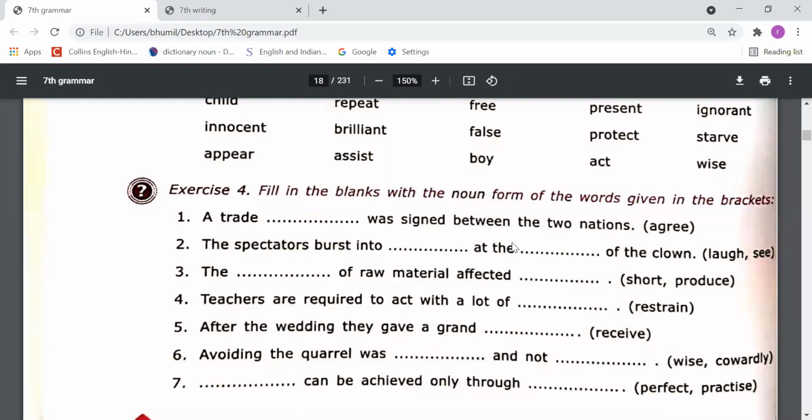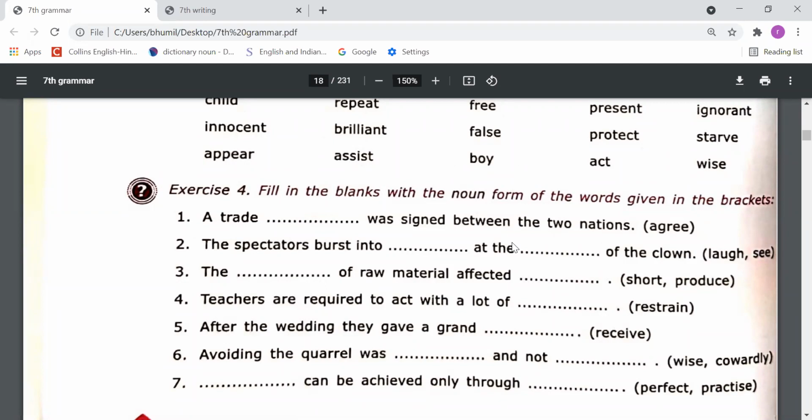Come to the third example: the blank of raw material affected blank. So short and produce, these two words we have to fill, but we have to remember we have to fill in abstract nouns, right? So the abstract nouns we can mention here: the shortage of raw material affected production, right? So in the first shortage we need to fill, in the second production.